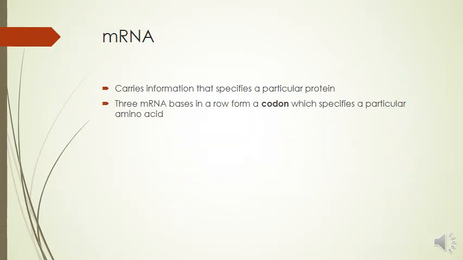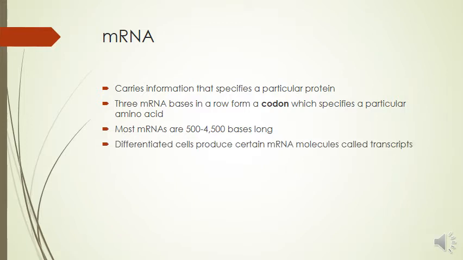Let's look at messenger RNA. It carries the information that specifies a particular protein. Three messenger RNA bases in a row form a codon, which specifies a particular amino acid. There are 20 amino acids. Most messenger RNAs are 500 to 4,500 bases long.